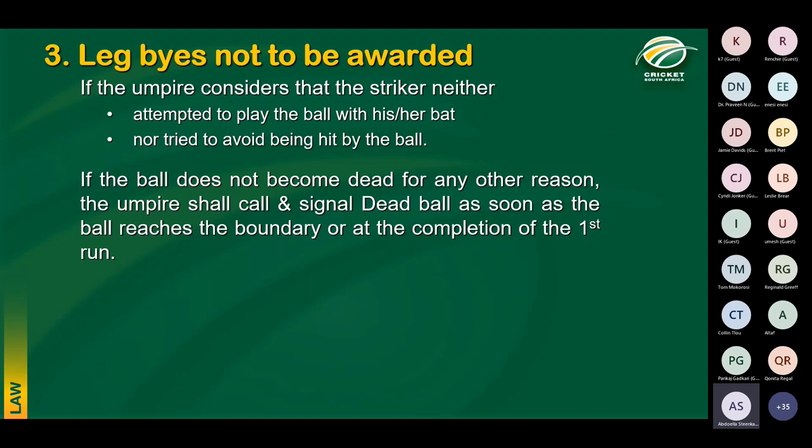Or if the batter didn't play a shot and it ricochets off the pad and it goes towards the boundary, as soon as the ball goes over the boundary, the bowler's end umpire needs to call and signal dead ball. So that window period to run out either of the batters stops when either the ball reaches the boundary or on the completion of the first run.